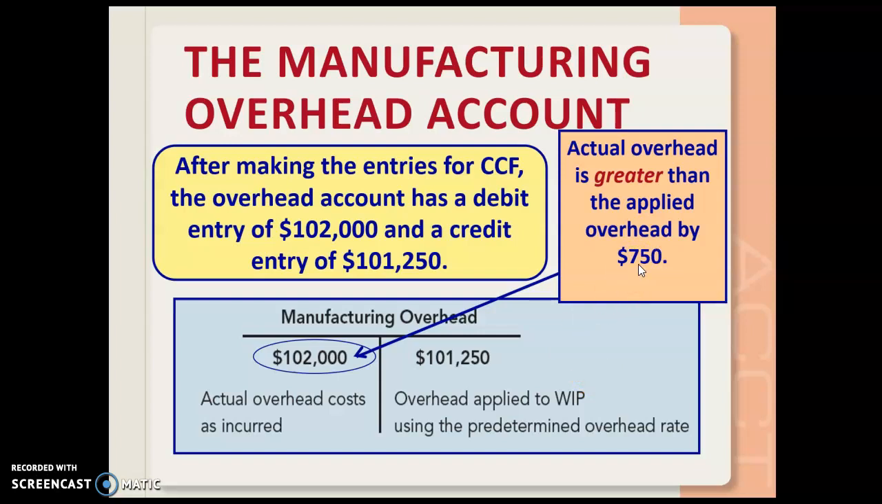Now, if you take $750 and divide it by the $102,000, you will see that is a very small percentage. So we're good to go with that $750. That is good. If it is any more than 5%, if you take this difference divided by your total, and it's more than 5%, then you've got problems.